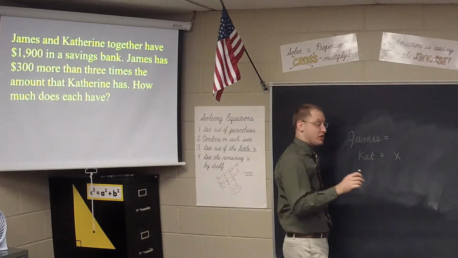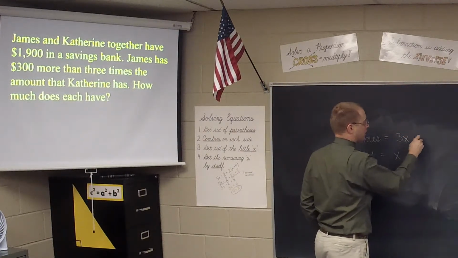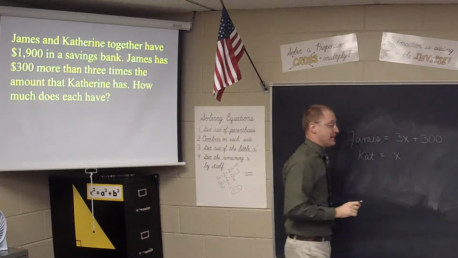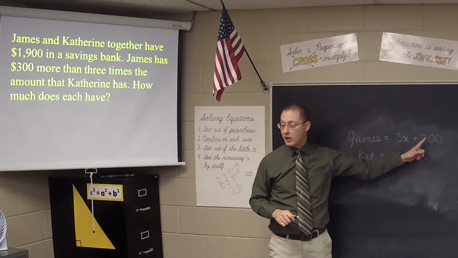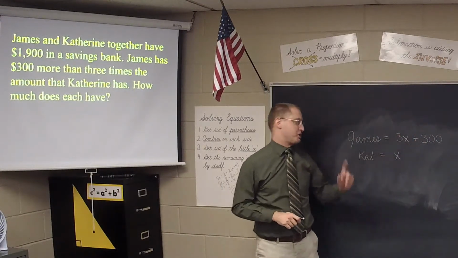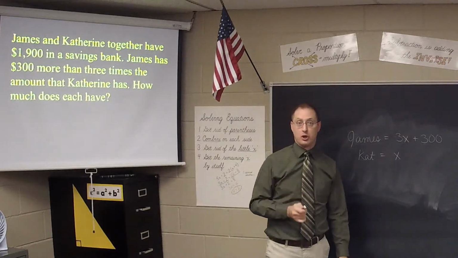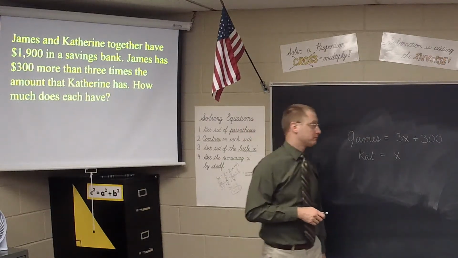And how did you represent James? Good, I trust you had 3x plus 300. $300 more than 3 times the amount Catherine has. Set up your equation and solve. Pause the video.